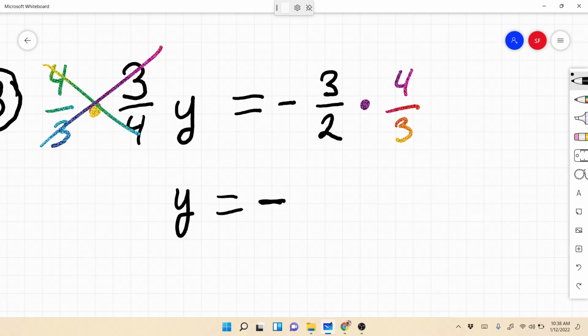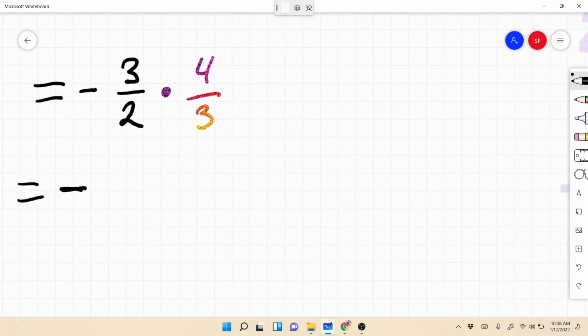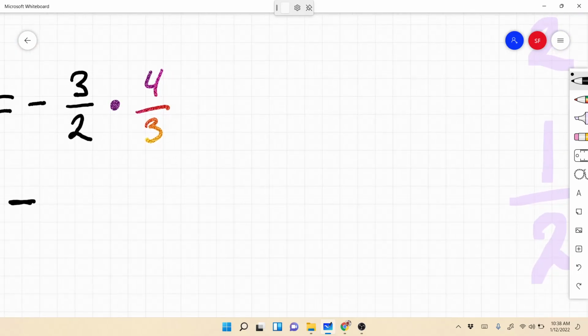Okay. So now we can do this one of two ways, and I'm going to show it both, right? So that we get our practice in good. You can just multiply straight across, and you can end up with 12 over 6 negative, right? I'll leave the negative over here to remind me. And then 12 divided by 6 is what?